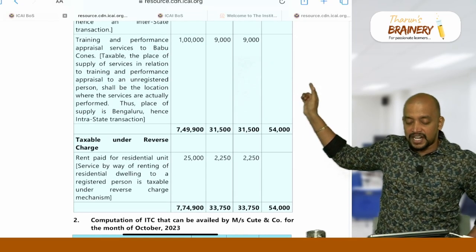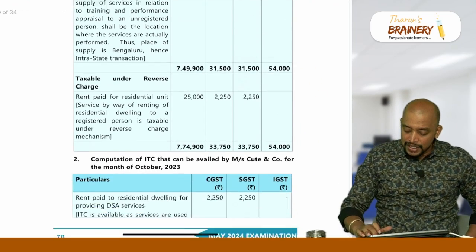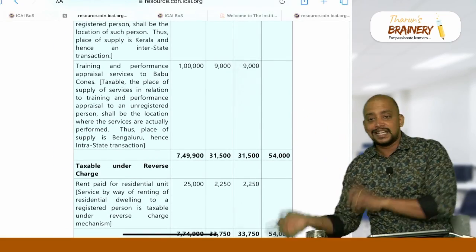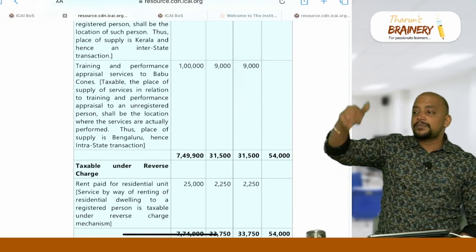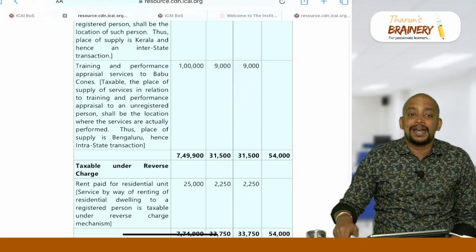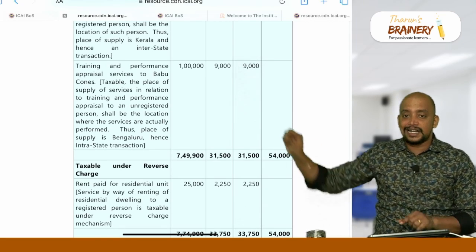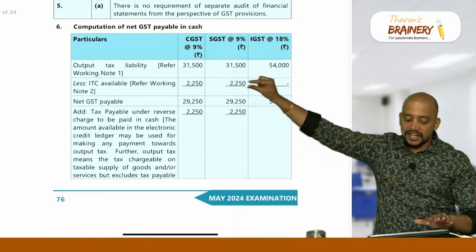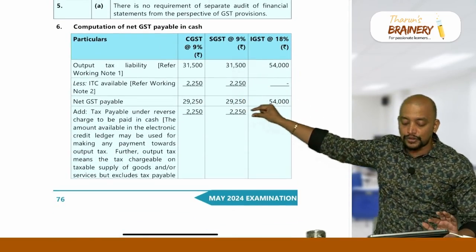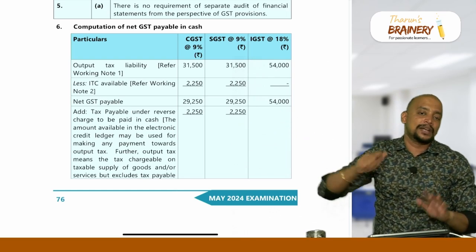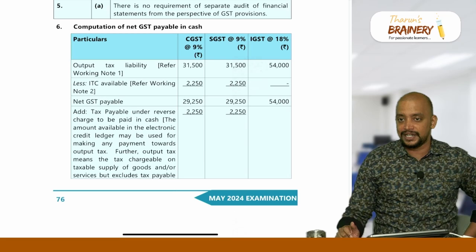31,500, 31,500, 54,000. Can we use this 2,250, 2,250 with 31,500, 31,500? Yes. But RCM again we need to add. Why we need to add again RCM? Because RCM liability we have to pay by cash. Gross GST under FCM. Okay. See the computation. Gross GST under FCM minus ITC 2,250, 2,250. Again 2,250, 2,250 you need to add GST under RCM because we need to pay that using cash ledger.